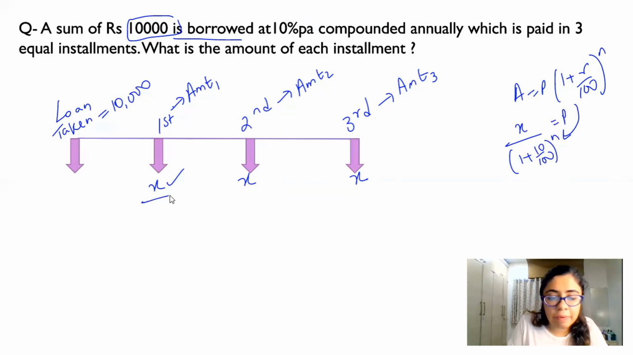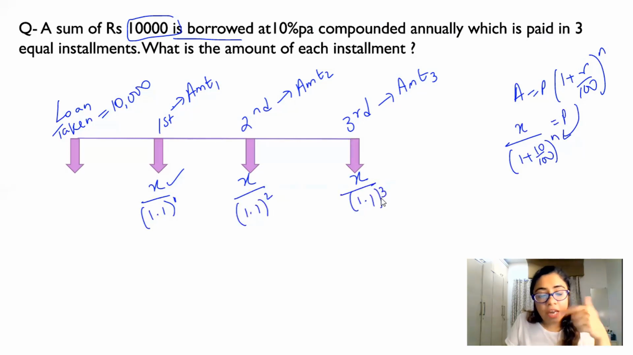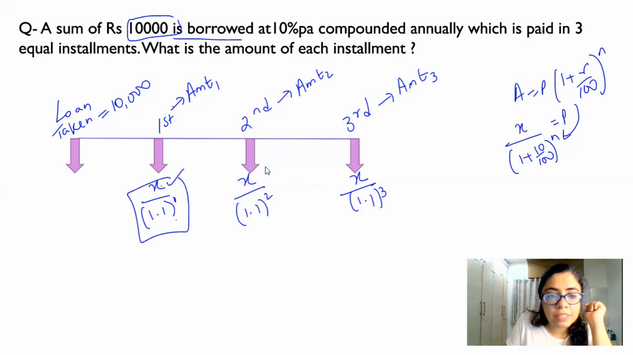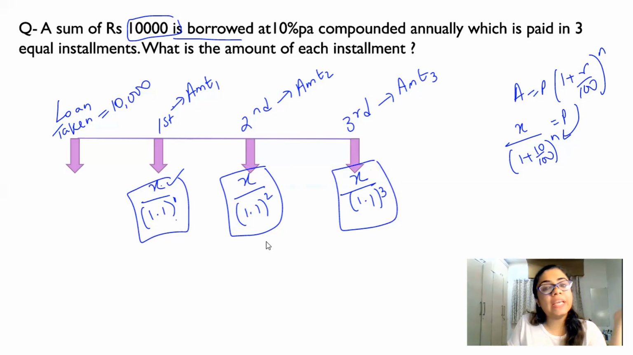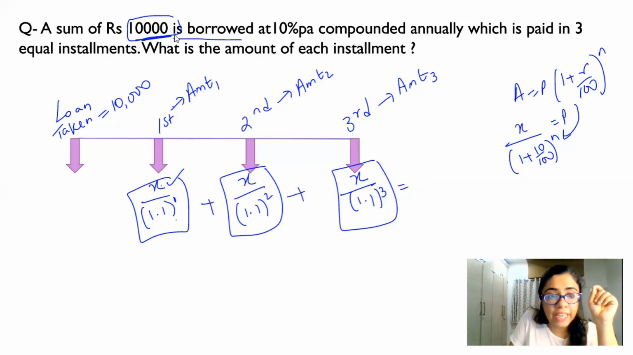So you will divide this X by 1 plus 10%, so this will become 1.1. This is the amount after the first year, so 1.1 raised to 1. This is the amount after 2 years, so 1.1 square. This is the amount after 3 years, so 1.1 cube. We are dividing because amount upon the rate will give you some part of the principal, some part of the principal, some part of the principal. When you add these three, you will get the total principal you had borrowed. So when you add these three, this should be equivalent to the loan taken or the sum borrowed, which was 10,000 rupees.